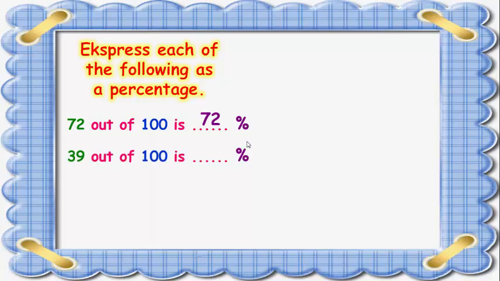39 out of 100 is how many percent? Who can answer? Alright, 39 out of 100 is 39%. Next, 50 out of 100 is how many percent? That's right, it's 50%.